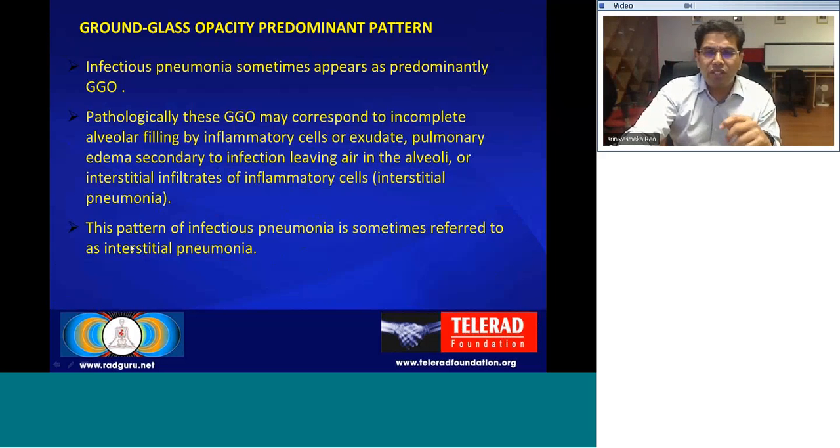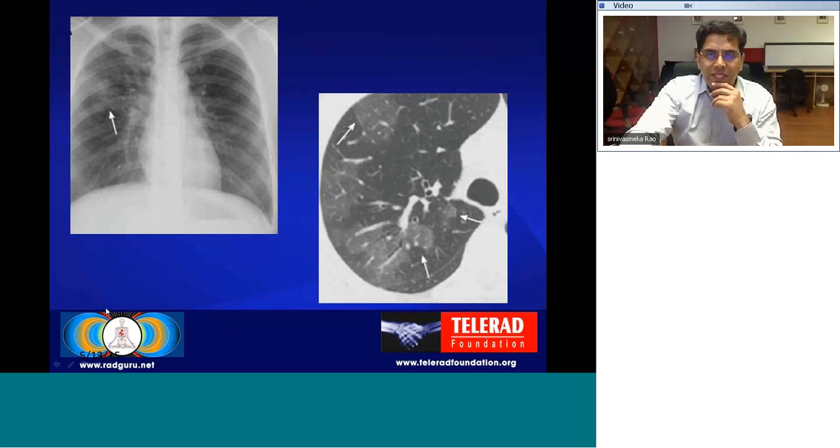This pattern of infectious pneumonia is sometimes referred to as interstitial pneumonia. The ground glass predominant pattern is mostly seen with viruses, but it is not specific again. As I said, this is an example here. You can see on the chest radiograph those patchy ground glass opacities.